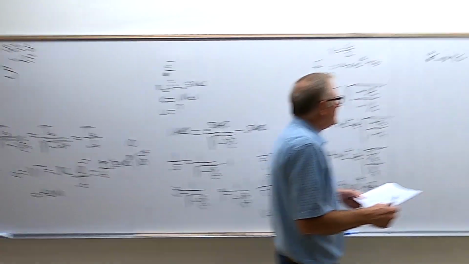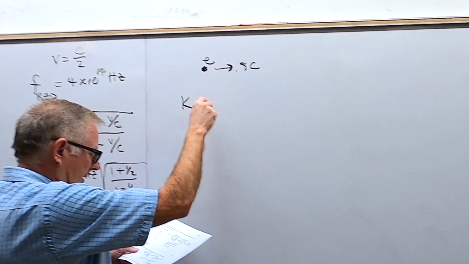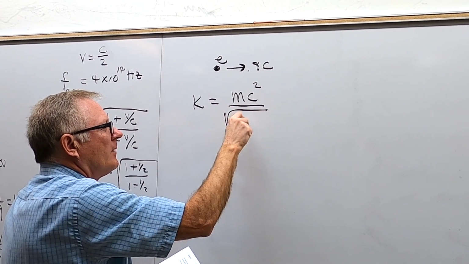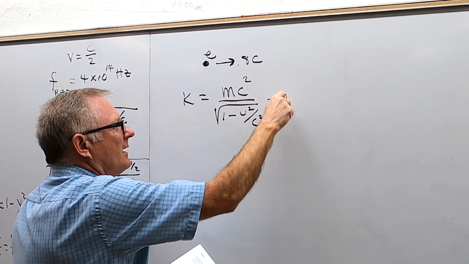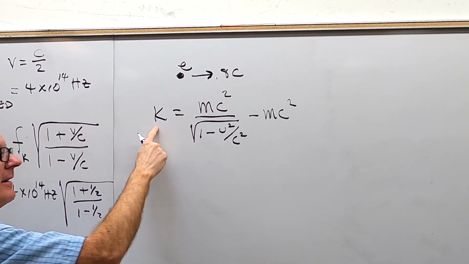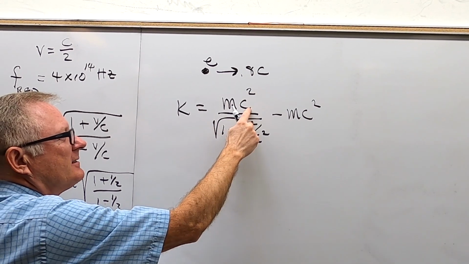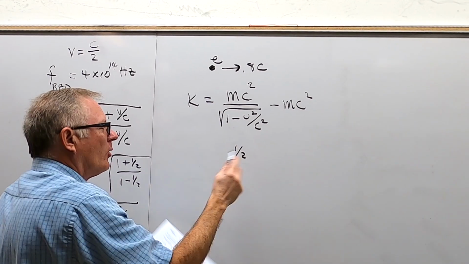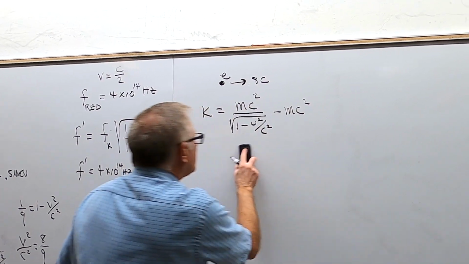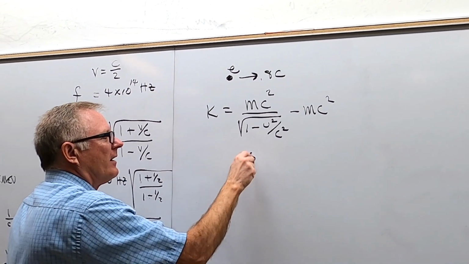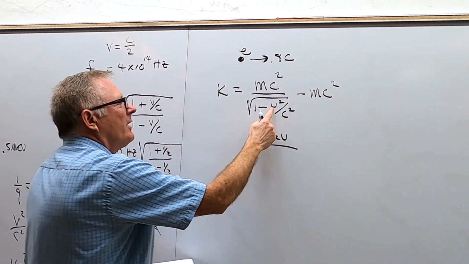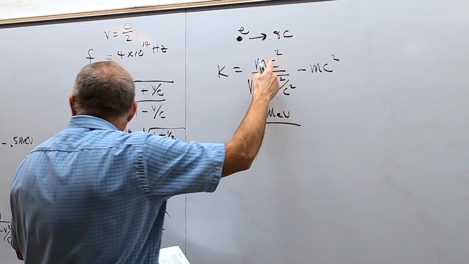The kinetic energy is equal to, I'll write the equation down first, mc squared over the square root of 1 minus u squared over c squared, minus mc squared. We want to get this right here, and then we're given everything else. So this is a half, 0.5, maybe we'll just call it 0.5 MeV all over, remember we already did this 0.8 already before.